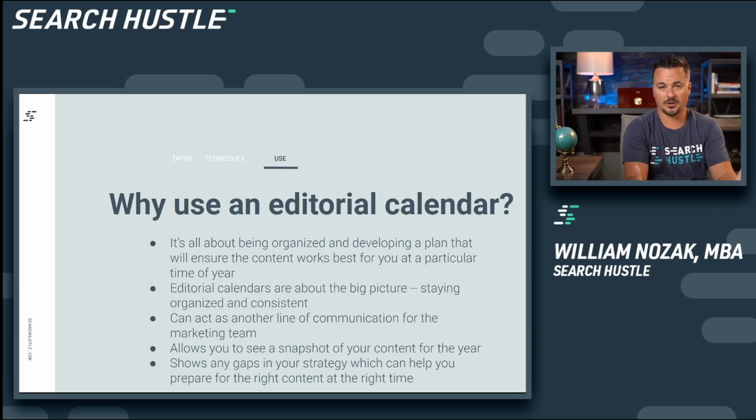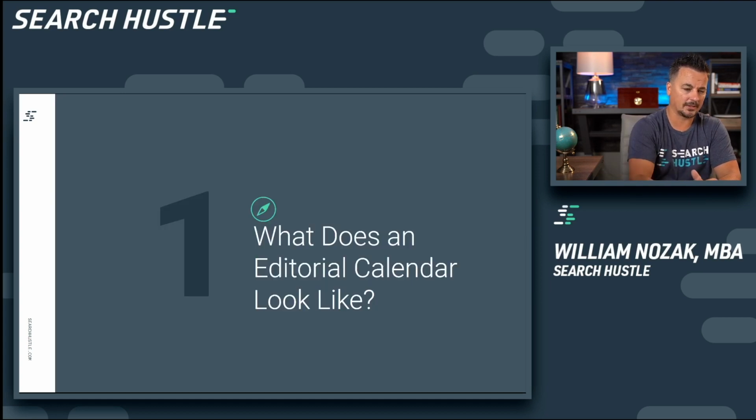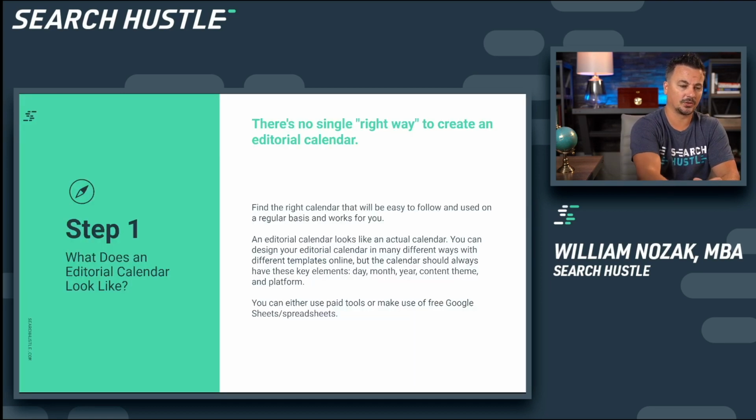Really, it's a snapshot of your marketing strategy because it takes human time, it takes talent, it takes your development team, and they could be working on new developments, new additions, and here you are writing some robust content or new interior pages. It shows any gaps in your strategy, which can help you prepare for the right content at the right time. What does an editorial calendar look like? There's no one way, really. It's just a tracking system.